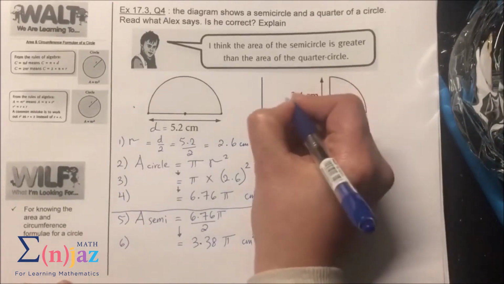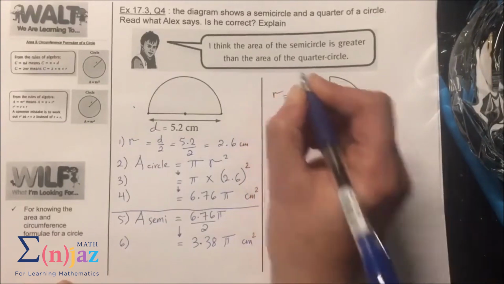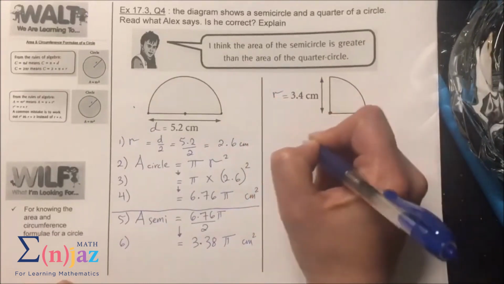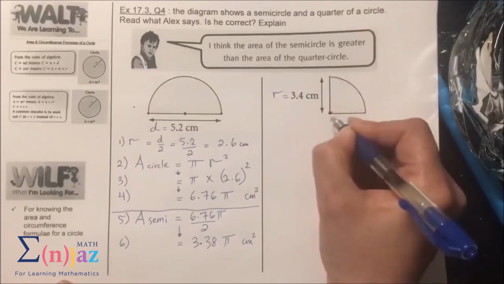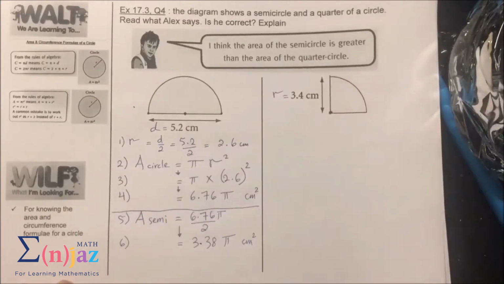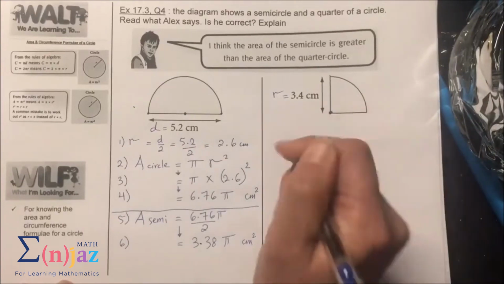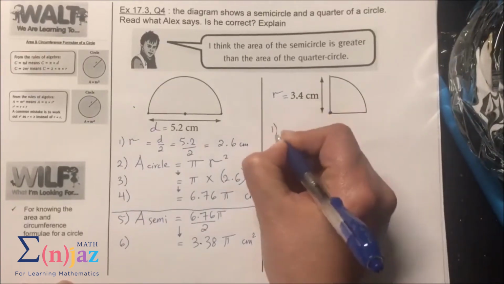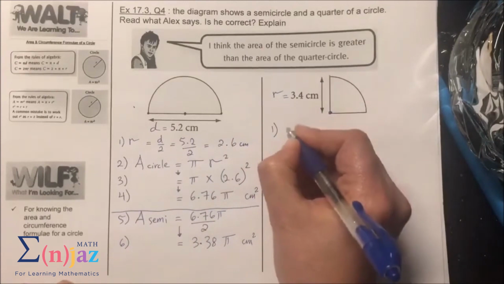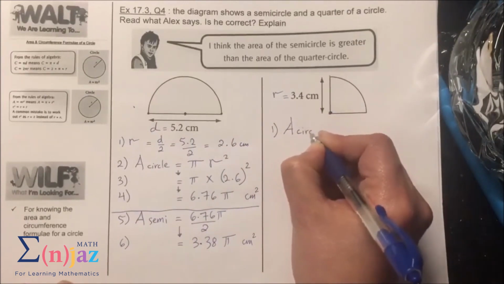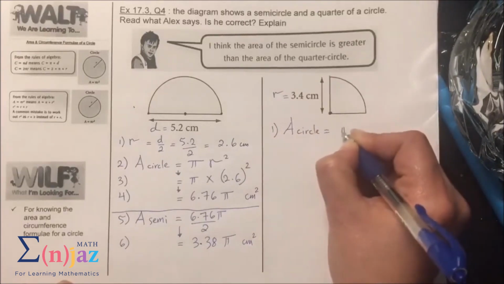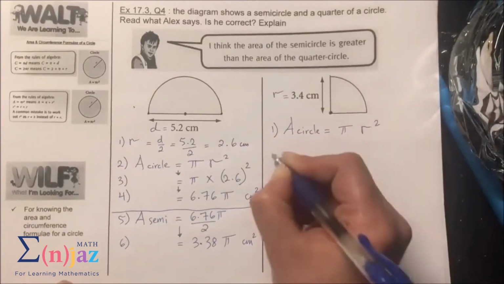So the 3.4 represents the radius. This is my center. The distance from the center to the circumference is the radius. So step number 1, I'm going to start immediately by writing the general formula of calculating the area of a full circle, which is pi r squared.